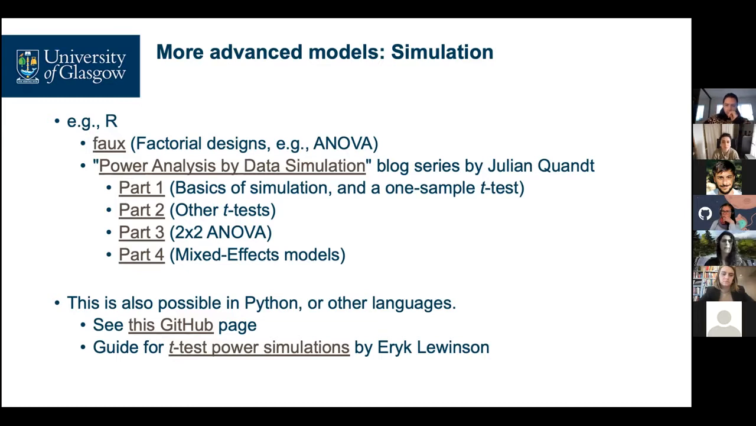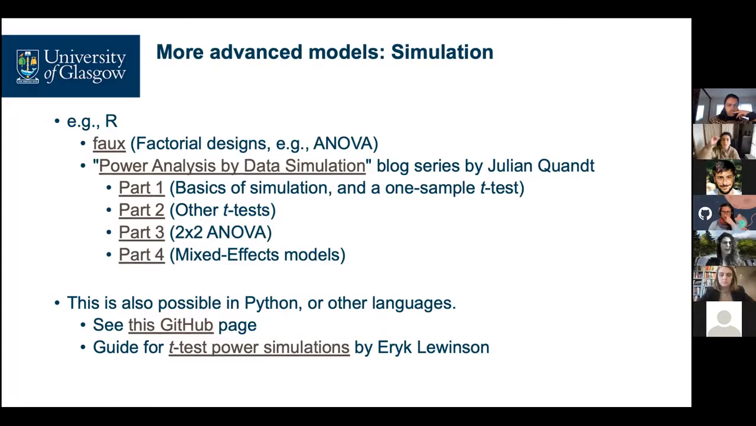The guide by Julian Quant, the power analysis by data simulation blog series, is basically a guide for everyone. Part 1 is a really basic idea of how you generate a group with specified parameters, and provides an example of a one sample t-test: flipping a coin, and the power analysis of how we know if it's a rigged coin. We know it should be 50% either way, and if it doesn't go to that, you can see whether it's conforming to that 50%. If not, that's a one sample t-test. And he goes over doing that.